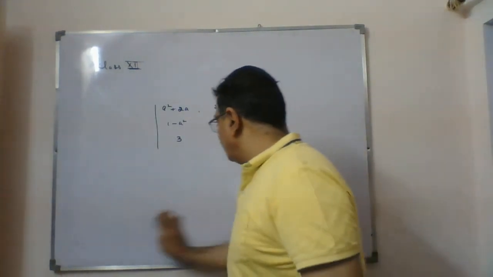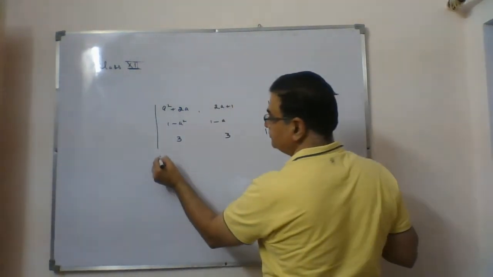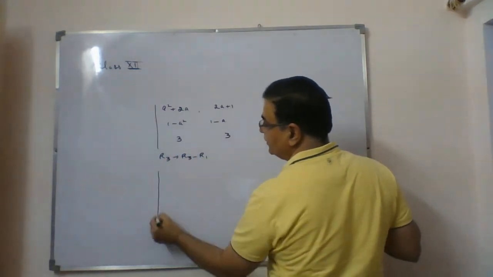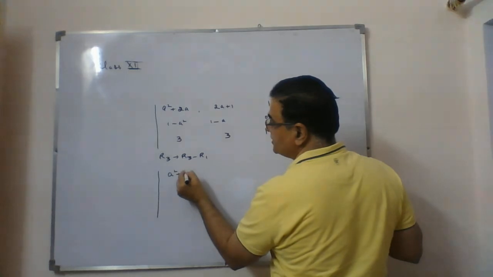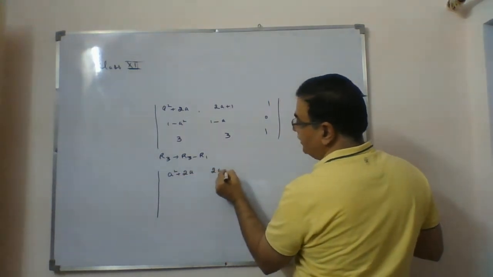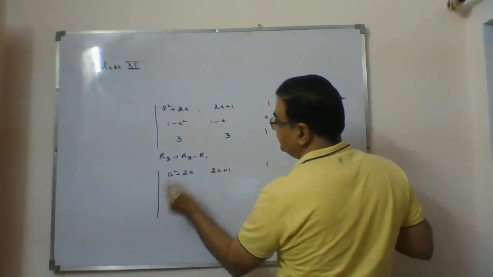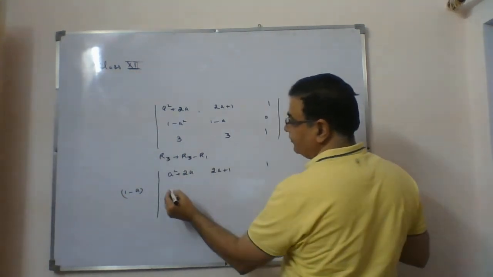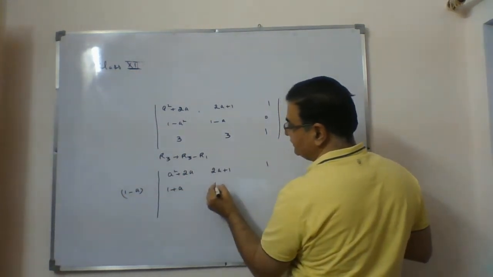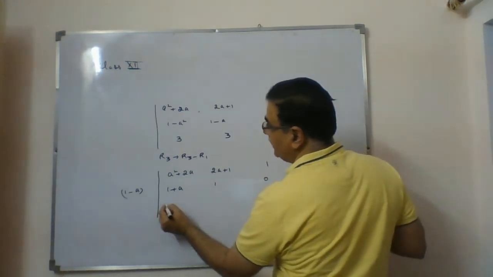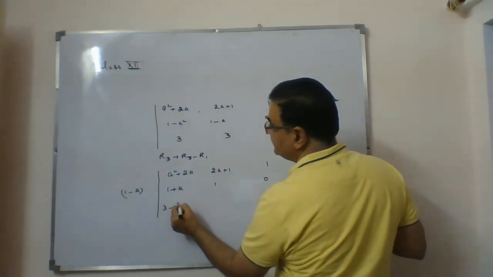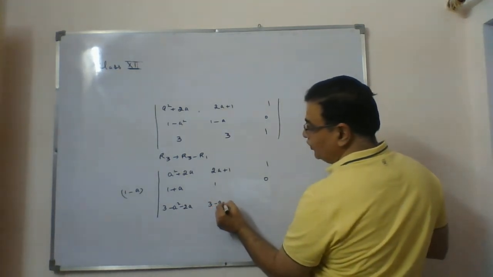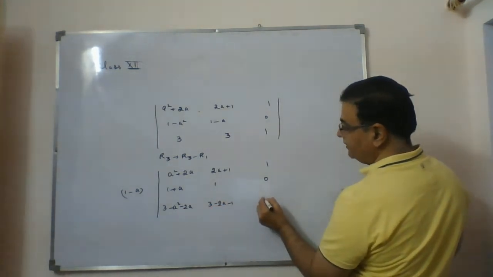Now we write the third case. R3 minus R1. So it will come out to be a square plus 2a, 2a plus 1, 1. 1 minus a will be taken common from here. That is an easier way. So 1 plus a left. This is 1. This is 0. Then left is 3 minus a square minus 2a. Then it is 3 minus 2a minus 1. And then it is 0.